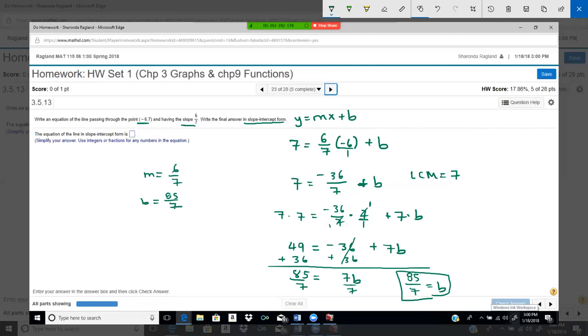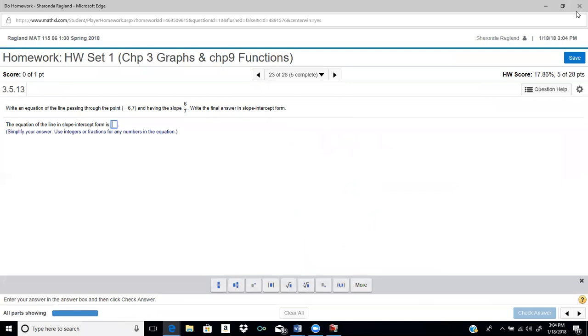Okay, so now are you able to write the equation in the slope y-intercept form? Okay, so yes. Okay, I have b. I'll write this on my paper so I can remember it. And I have the slope. All right, so let's go back and put that in and see if we are correct.